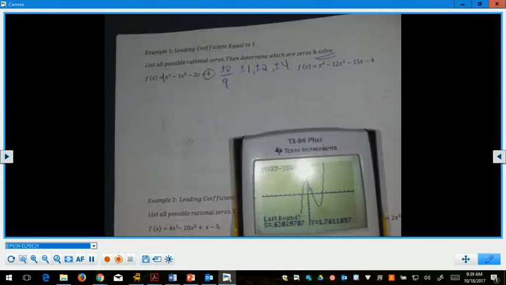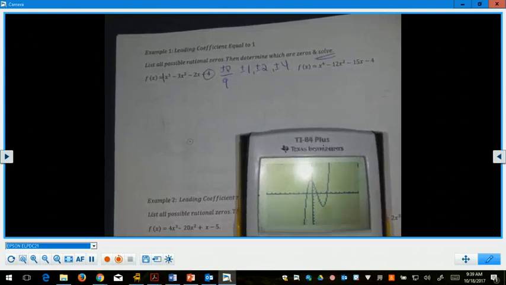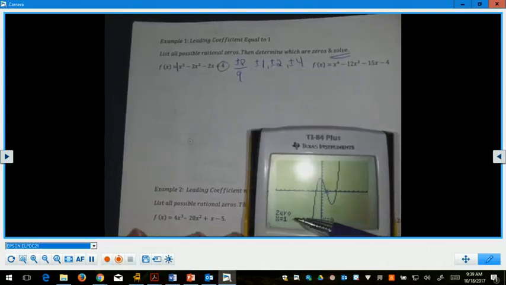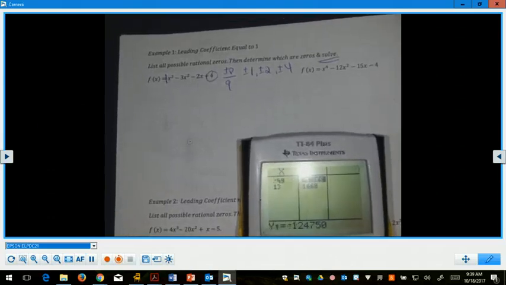So I'm going to come to this zero, go to the left, go to the right, hit enter. That one is a rational zero at x equals 1. I'm going to go to the graph. The other one has to be irrational. I'm not even going to bother because I know they come in pairs.